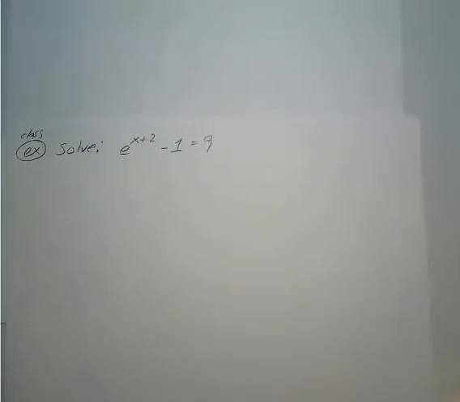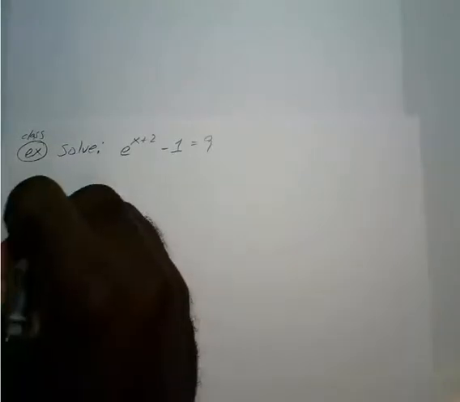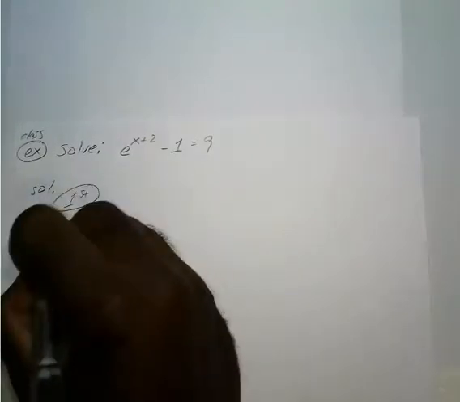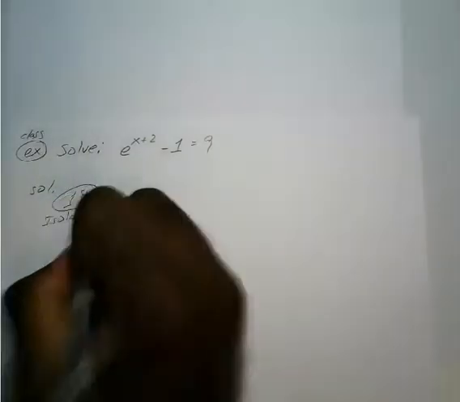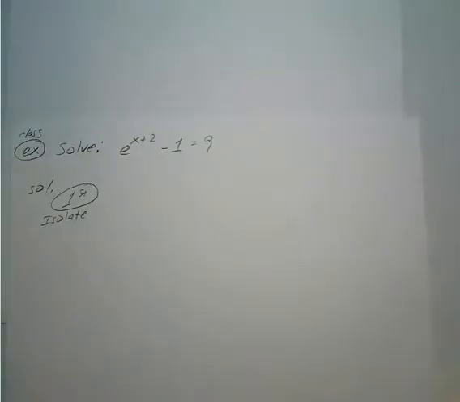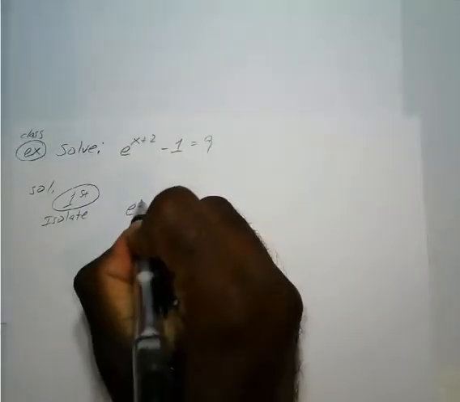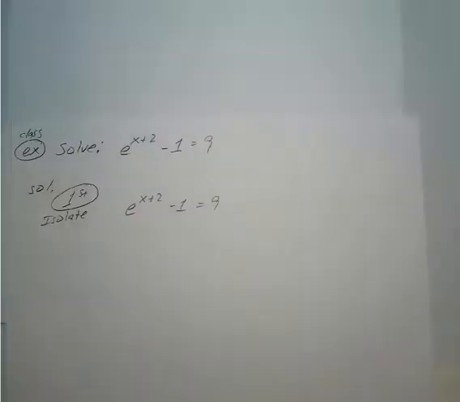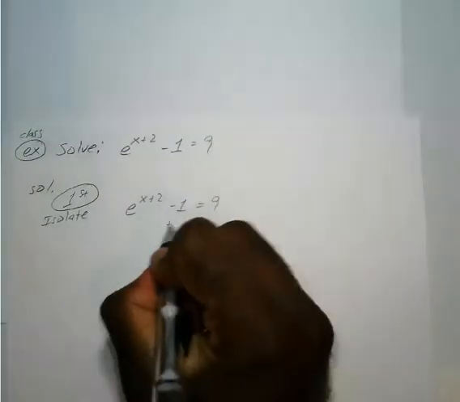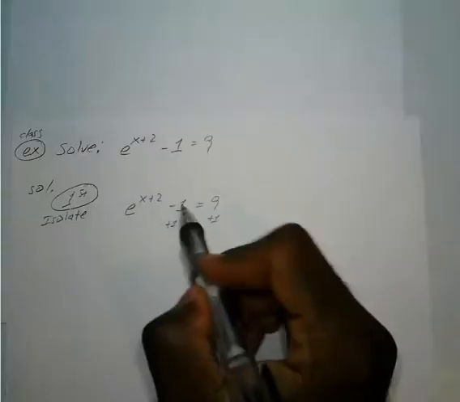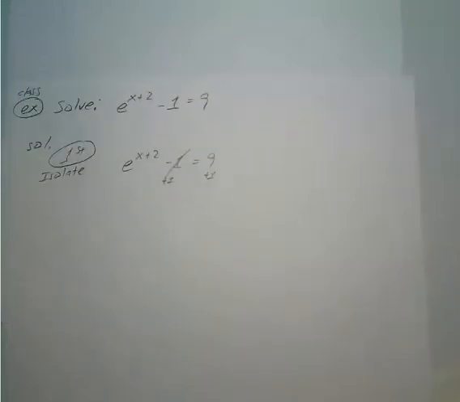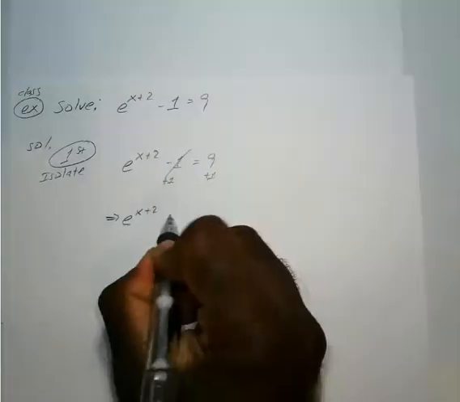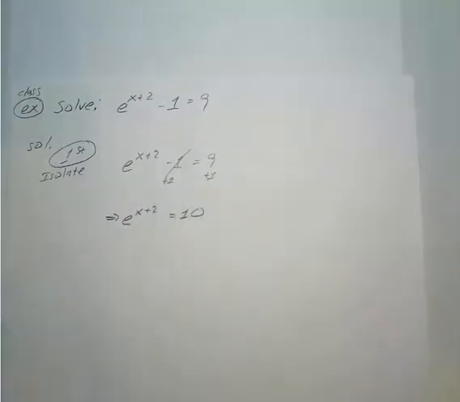Alright, so assuming you've pressed pause and already worked this one out, I'm just going to rewrite it. Remember, your first step is to isolate your exponential value. So you have e to the x plus 2 power minus 1 equals 9. On this one, you just add 1 to both sides. And that gives you e to the power of x plus 2 equals 9 plus 1, which is 10.